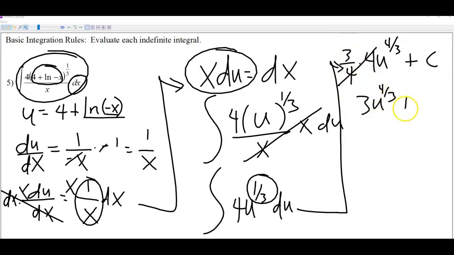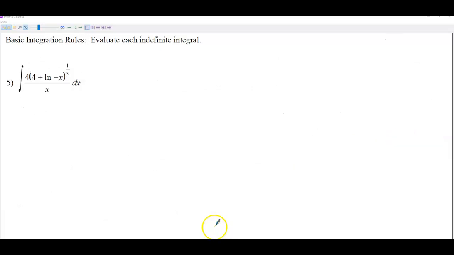The final thing I need to do is to replace the u with what I know u to be. And u is 4 plus ln of negative x. At this point, I won't put the parentheses on just because that's what the answer would look like on the multiple choice, but just remember it's technically ln of negative x, not ln minus x. All right, and just so you know, ln minus x doesn't make sense anyway because ln's not a number, it's a function. All right, next problem, number 6.